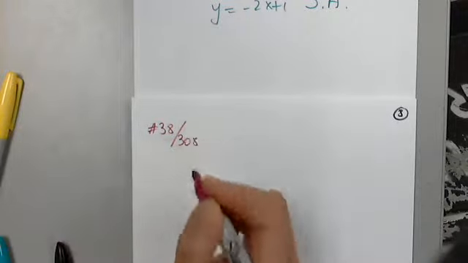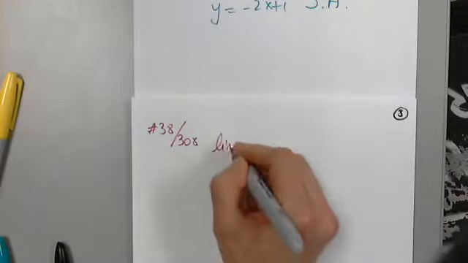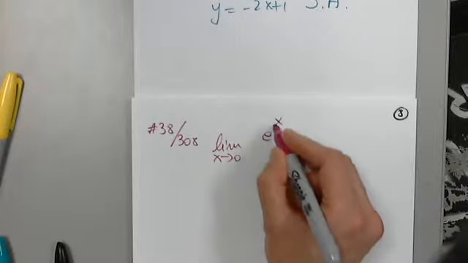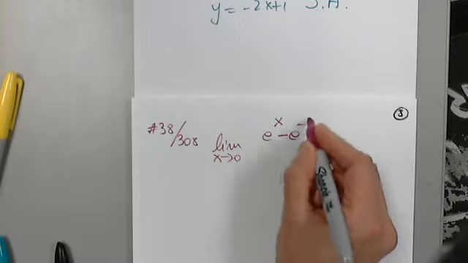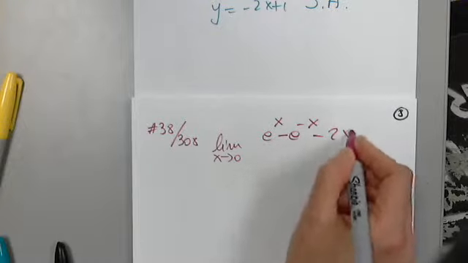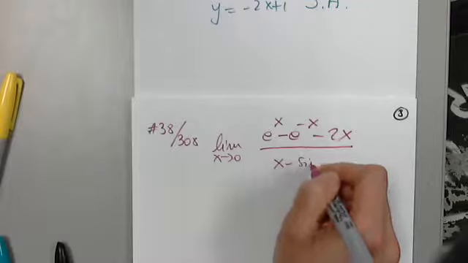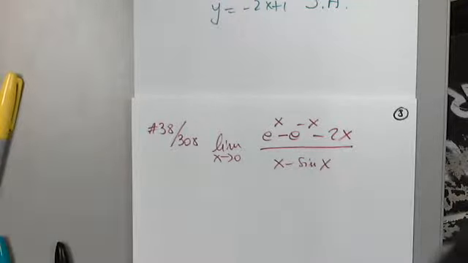on 308. So we have the limit as x approaches 0 from either side of e to the x minus e to negative x minus 2x, everything divided by x minus sine x. I see a limit, I see a ratio. Of course, I have to test it.